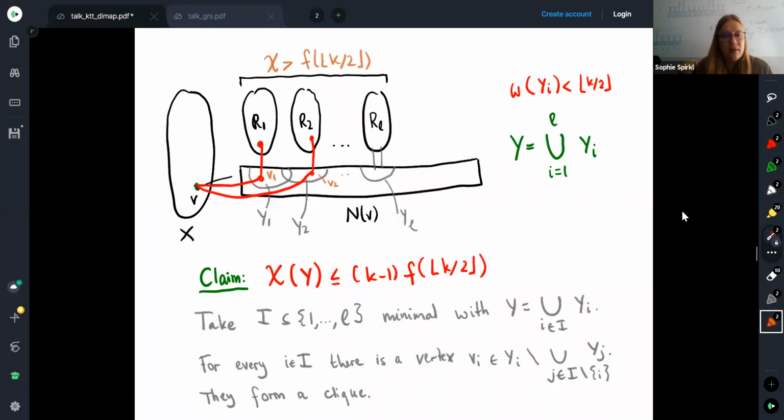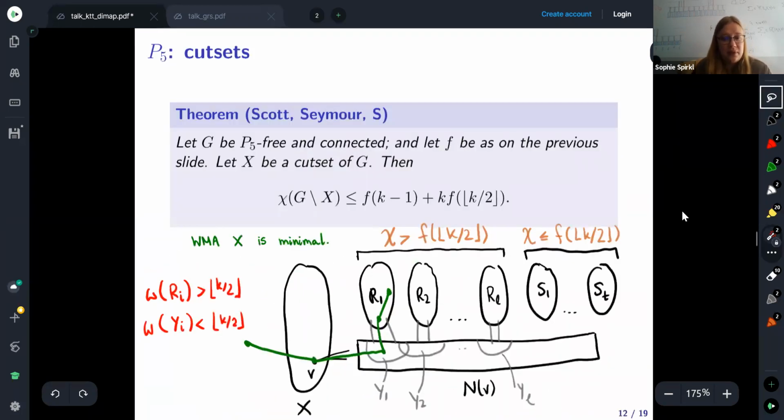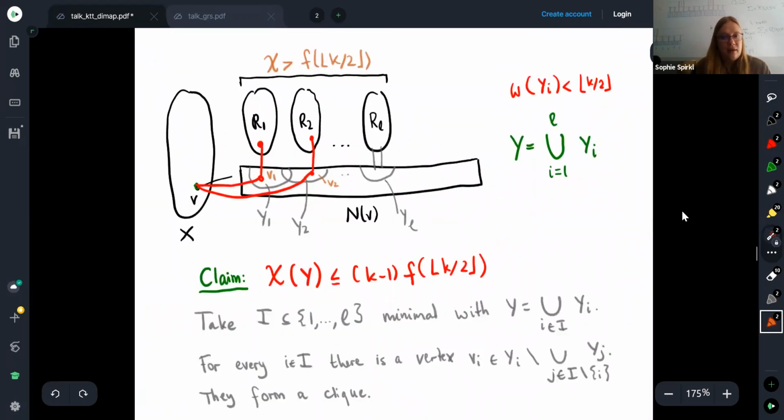Well, I redrew this picture, but let me go once more to this. First, notice that if we look at this component and look at vertices with a neighbor in it, they can't be mixed on this component because V has a neighbor somewhere outside, which has a neighbor here because those are the neighbors of V. And if this vertex was mixed on this component, we would get P5. So in fact, for each component Ri, the set of neighbors it has among the neighbors of V, say Yi, is complete to Ri.